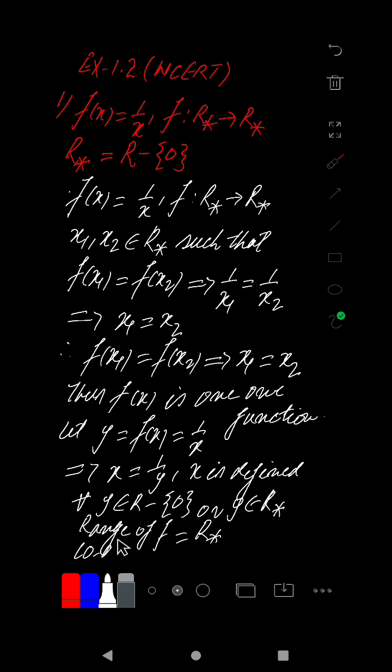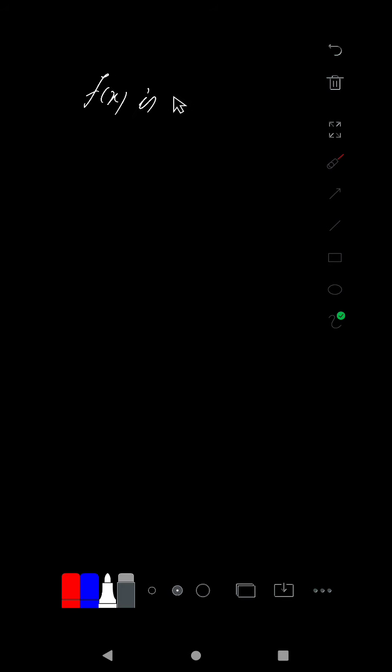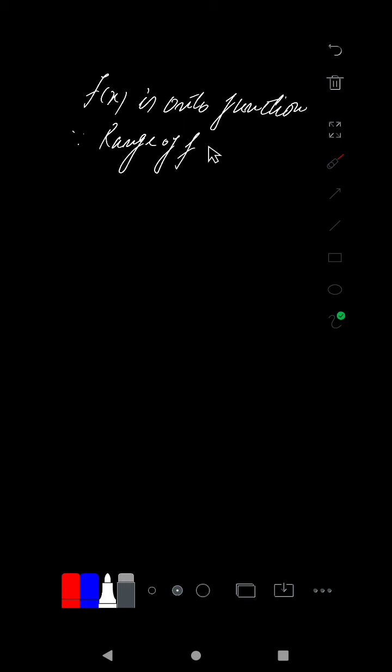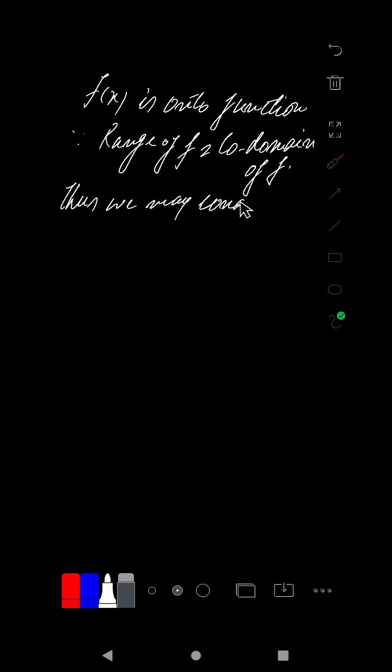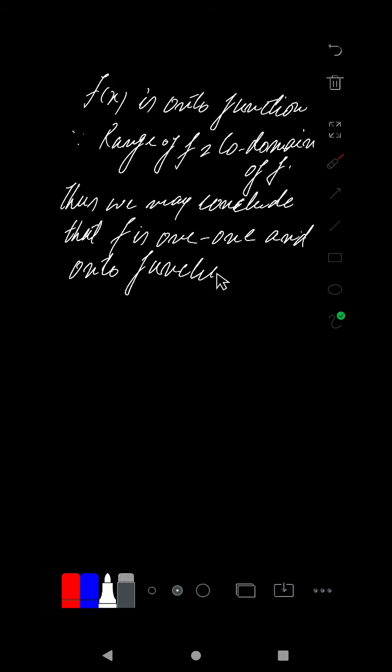And codomain of f is also given R star. So f is onto function as well, since range of f is equal to codomain of f. Thus, we may conclude that f is one-one and onto function. Now, question number 2, first part.